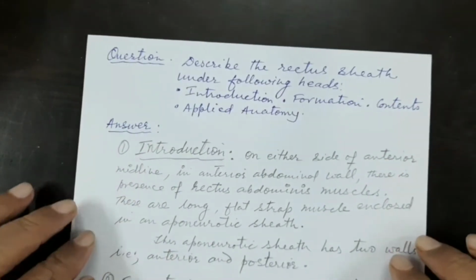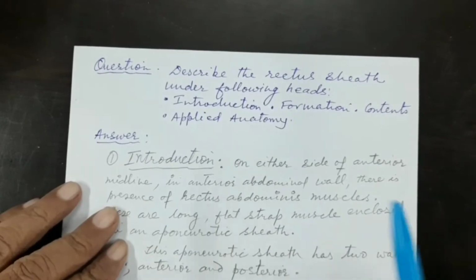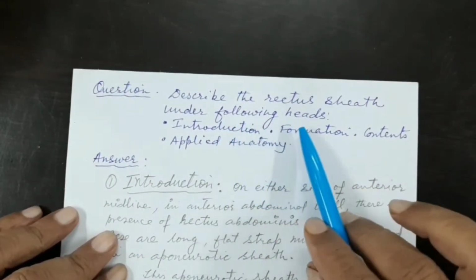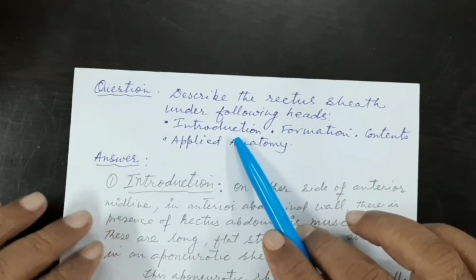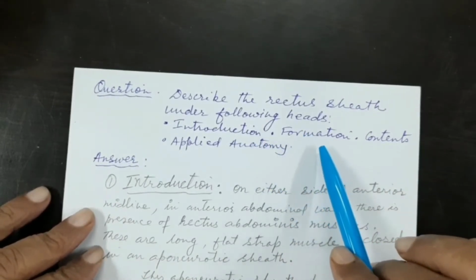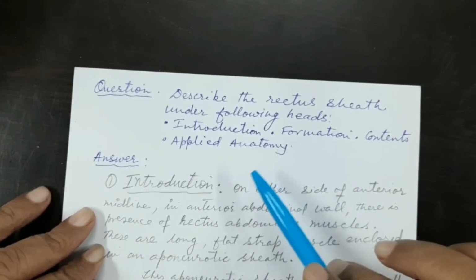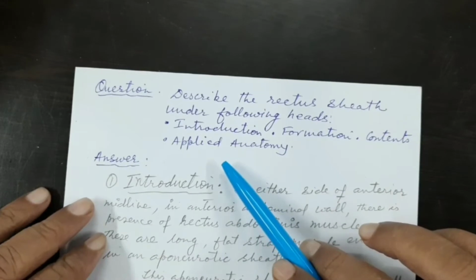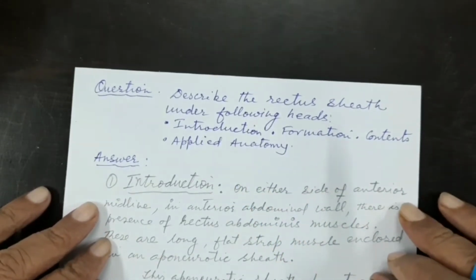Very good afternoon, students. Now, the question is: describe the rectus sheath under the following heads. The introduction of the rectus sheath, where it is formed and how it is formed. The second point will be the formation of the rectus sheath, and third, what are the structures which lie within the rectus sheath. Then ultimately the applied importance.